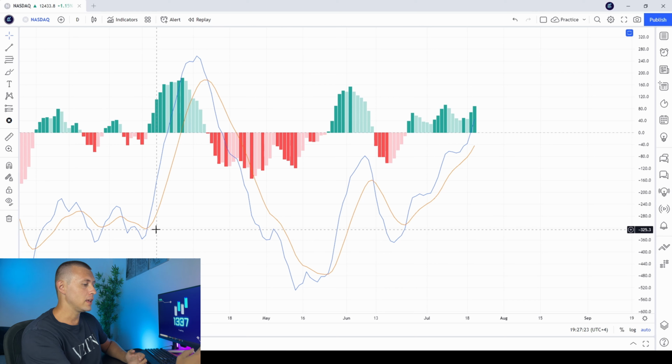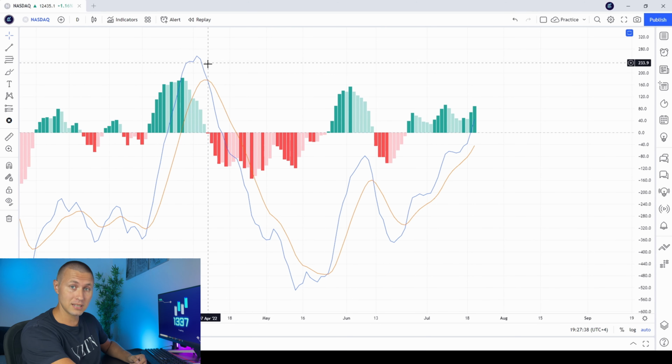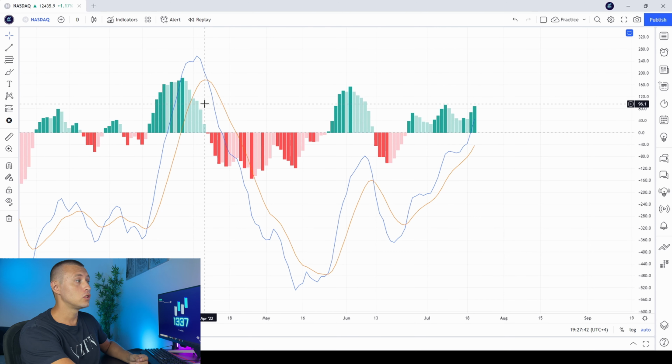So the original way of using MACD is when the signal line, which is the blue line, crosses the orange line to the upside, it is a signal to buy, okay? When the blue line, or the signal line, crosses the orange line, or the MACD line, to the downside, like here, it is a signal to sell, okay?